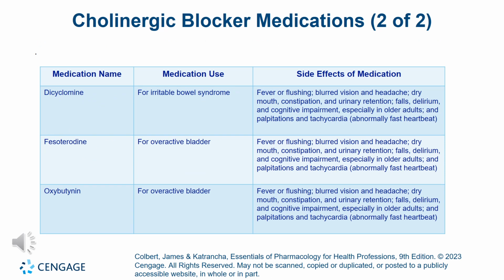Some additional cholinergic blockers are dicyclomine, which is used for irritable bowel syndrome, vesotretine, which is for overactive bladder, and oxybutynin, which is for overactive bladder. Again, side effects of these are the same. Please review these in your ebook on table 13.5, representative cholinergic blockers.